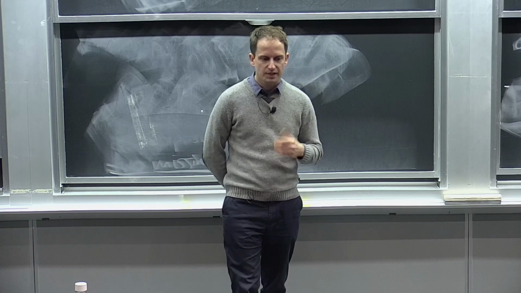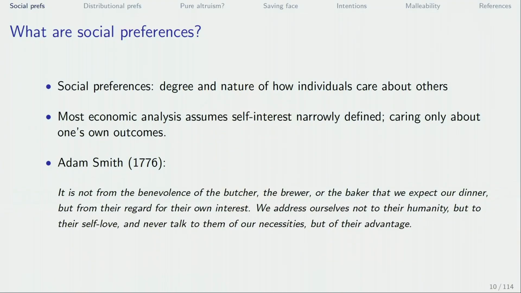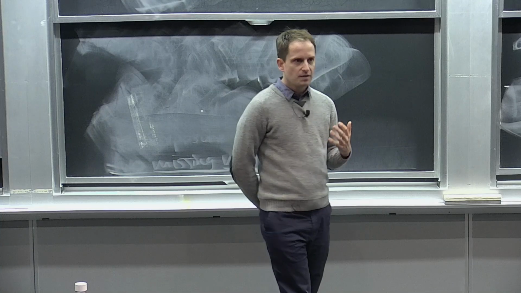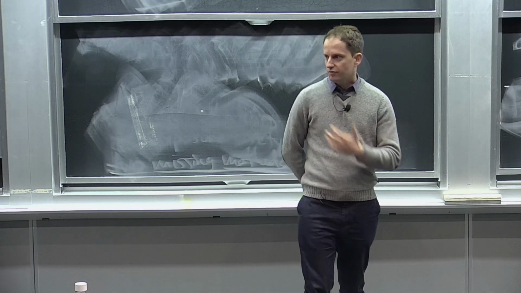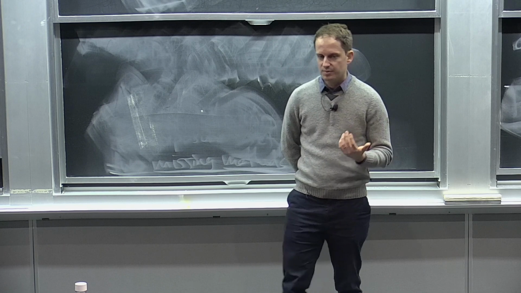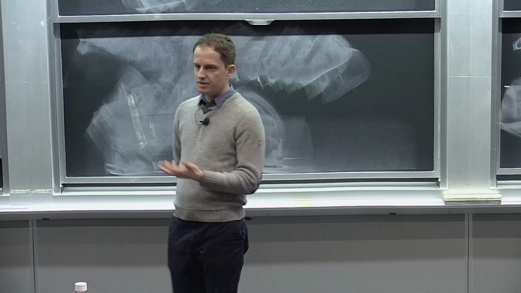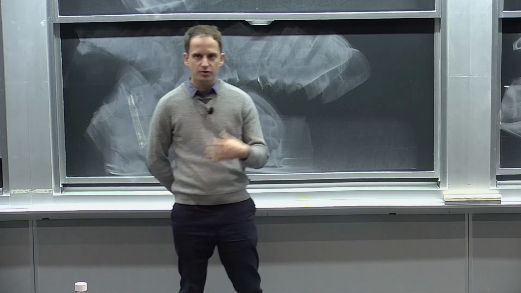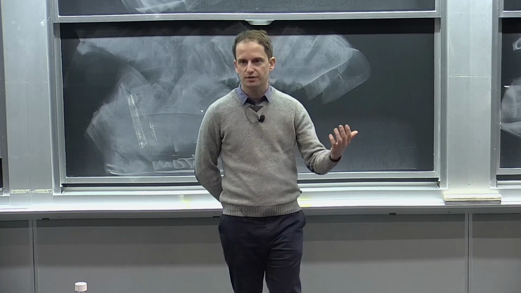This is at the heart of what Adam Smith originally was saying in The Wealth of Nations: it's not from the benevolence of the butcher, the brewer, or the baker that we expect our dinner, but from their regard for their own interest. We address ourselves not to their humanity, but to their self-love, and never talk to them of our necessity, but of their advantage. That is to say, when everybody is very selfish and cares about themselves, comparative advantage and the ability to trade with each other will make sure that other people do useful things for us.